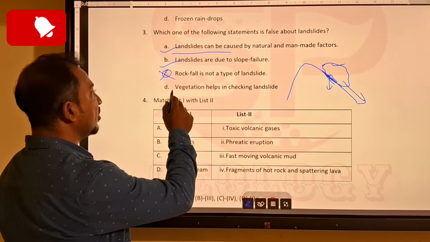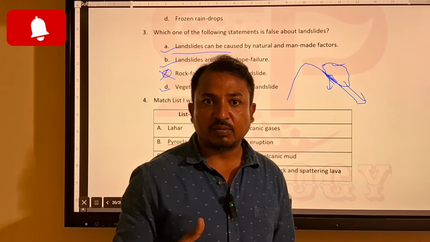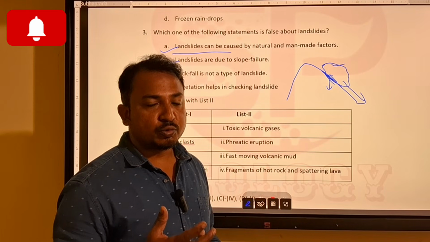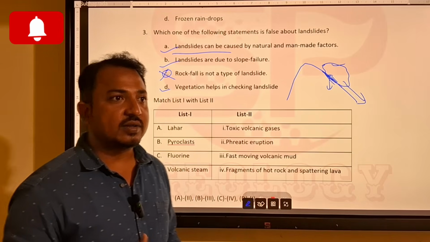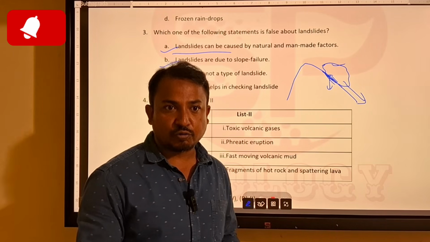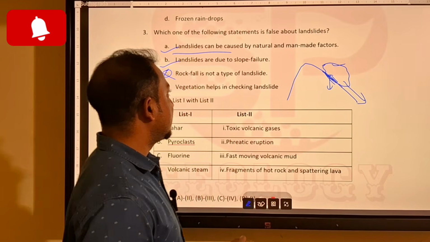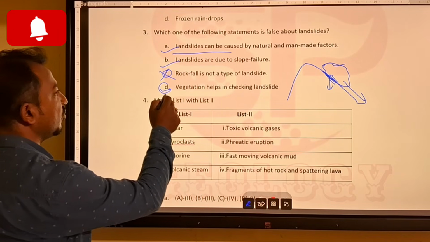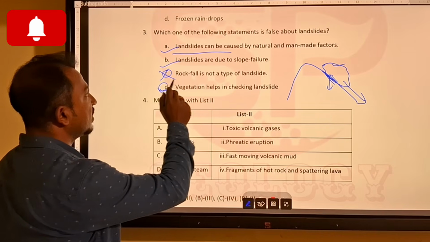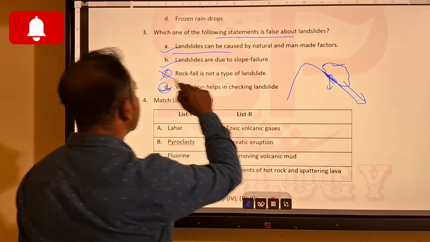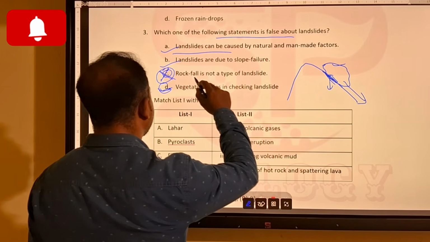Then, vegetation helps to check landslide. It is also correct, because the plant roots hold the soil, so they prevent sliding. That's why vegetation always helps to check landslide. So this is correct. Here it is asked which statement is false. So this statement is false: rockfall is not a type of landslide. So the answer will be C.